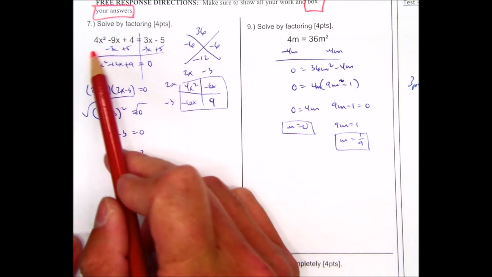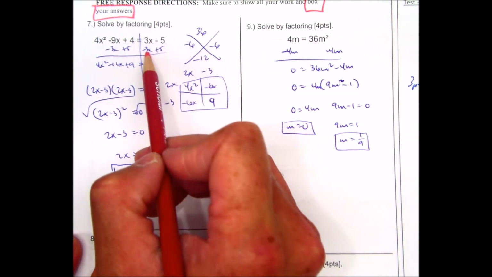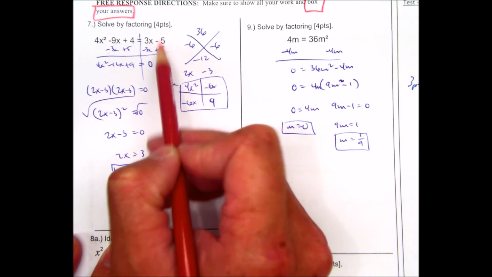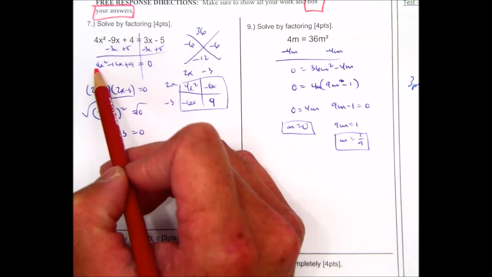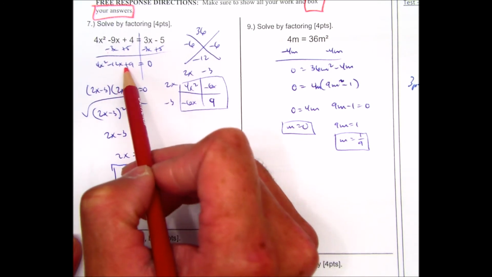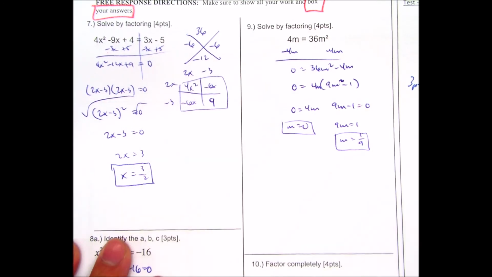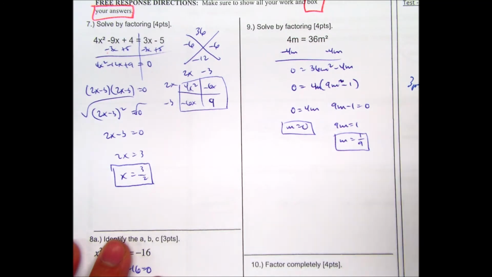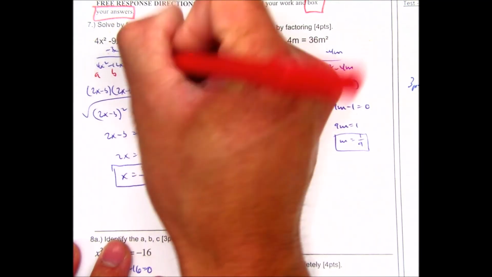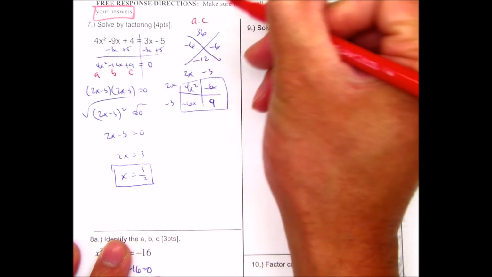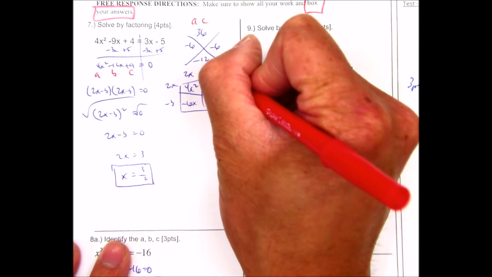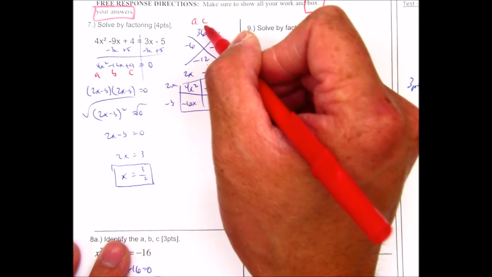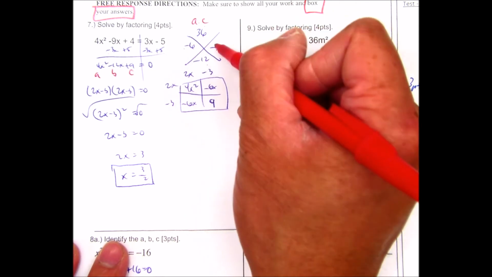Solve by factoring. So it's not set equal to 0, so I'm going to subtract 3x. Add 5 because that's the opposite. You get 4x squared minus 12x plus 9 equals 0. I'm going to identify my a, b, and c. So a is 4, b is negative 12, c is 9. So a times c is 36. B value is negative 12. Two numbers that multiply to be positive 36 but add to be negative 12 are negative 6 and negative 6.